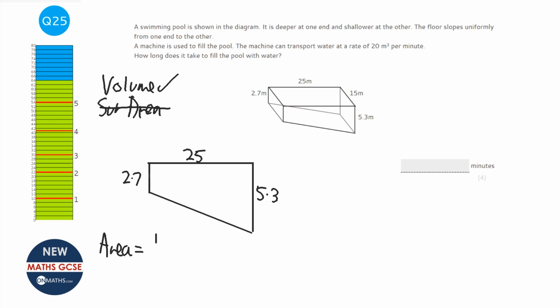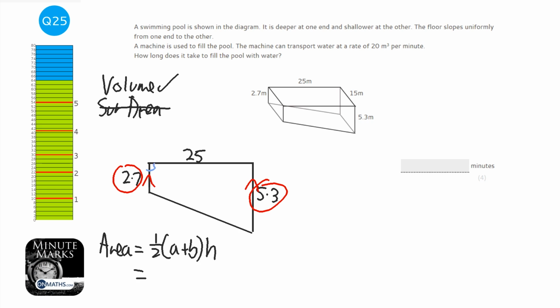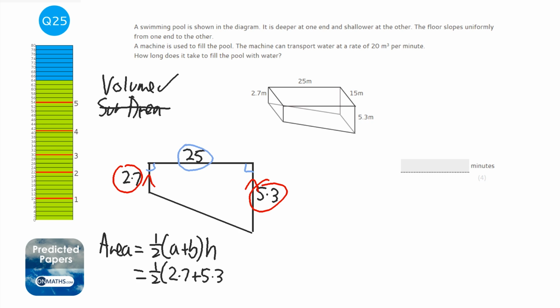Now the area of a trapezium is half (A plus B) times H. Now A and B are always the two parallel sides, and then the height is the one that connects them at right angles. So the height is going to be 25 there. And all you're doing is working out the average of the two bases, the 2.7 and the 5.3. We're going to times that by 25.